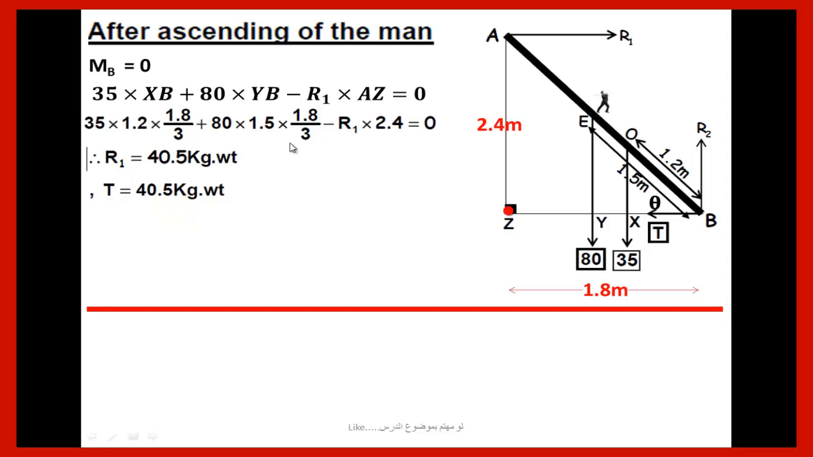From the moments equation, we can deduce that R1 equals 40.5. But R1 equals T. Only we have the two forces horizontally, R1 and T. So R1 equals T. R1 equals 40.5 kilogram weight, then T equals 40.5 kilogram weight in the second case.